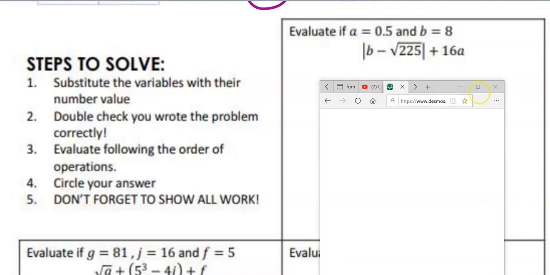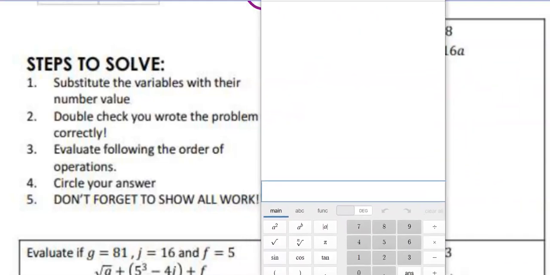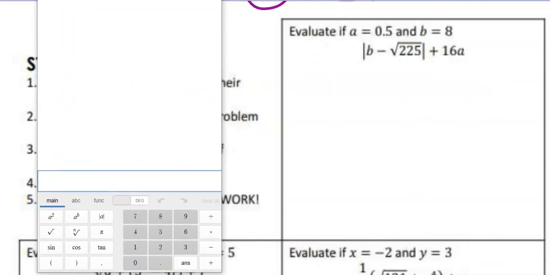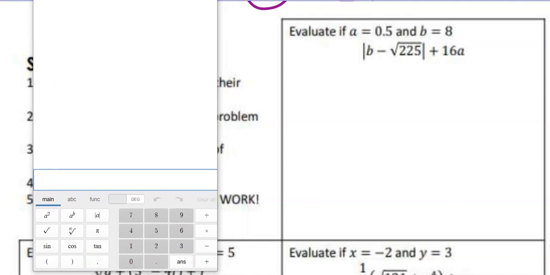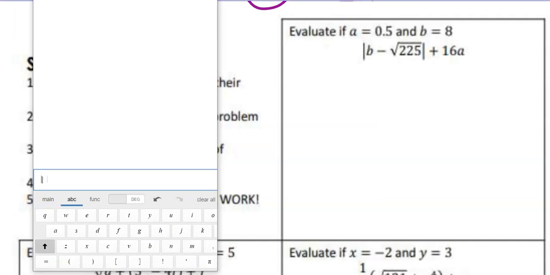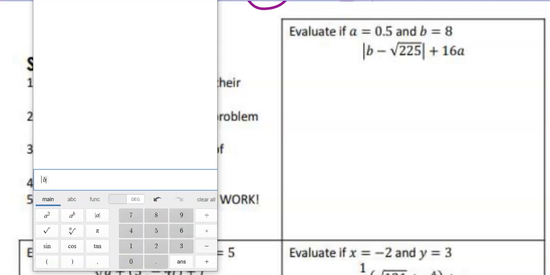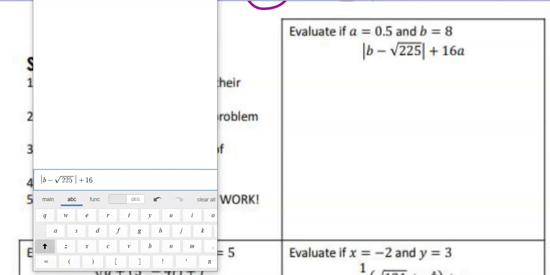I thought I had the Desmos calculator here. Here we go. So if I was going to do this evaluated expression using the Desmos calculator, I could do that. And what I would do is simply type in the expression just as it's given. So I will put in the absolute value sign, and then I have b minus square root 225. And then I'm adding to that 16a. So that's our expression, and using Desmos, we can just now tell Desmos what the values are of a and b.